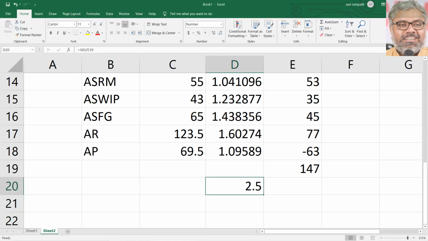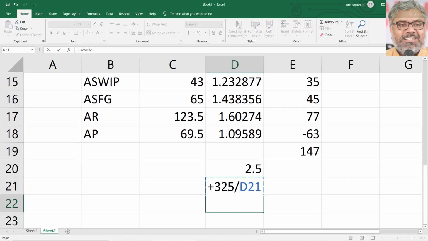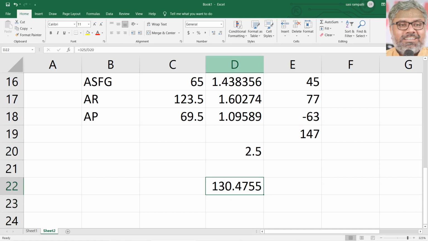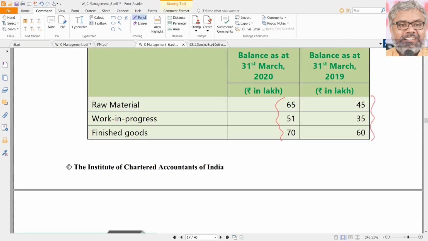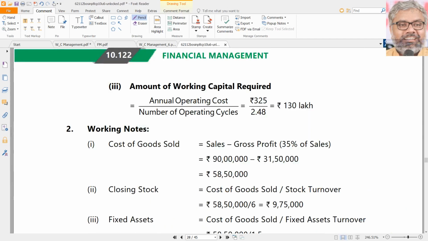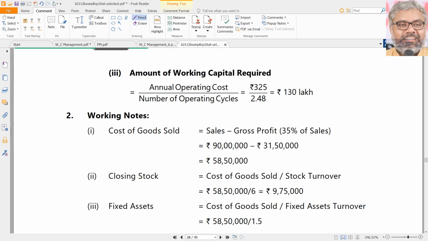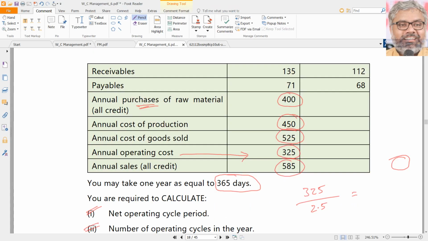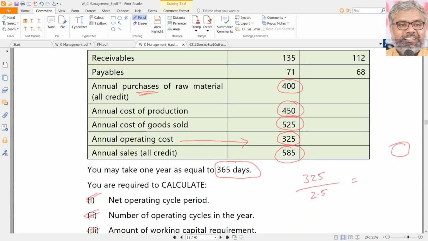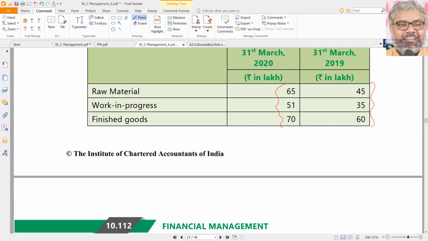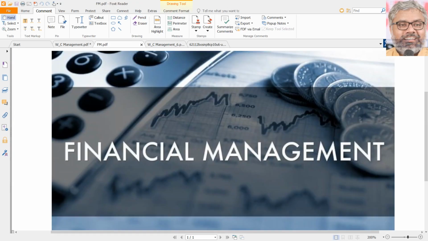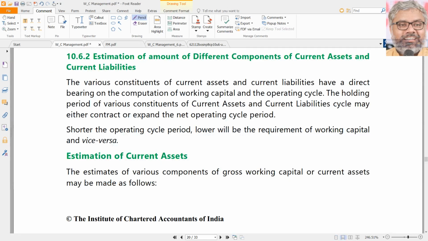So 325 divided by 2.5 is the working capital requirement. That can be taken as around 130 lakhs. 130 lakhs is the working capital requirement for this organization. That's it. That is how we calculate the operating cycle, also the number of operating cycles, also the working capital requirement. That can be asked as an examination question. So that is one model we can say as far as this chapter is concerned.